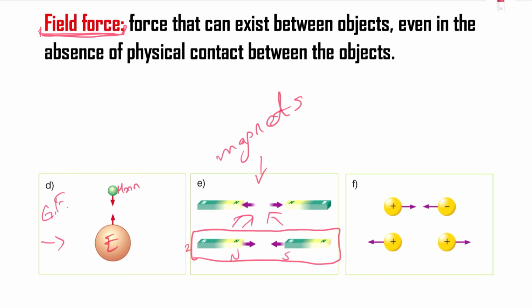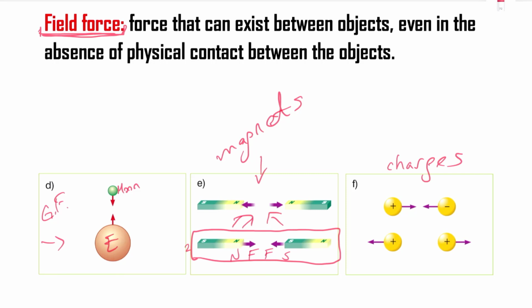But this force will happen without any contact. We can say it happens from a distance. If it is from a distance, we name it field force. Another example is electric charge.